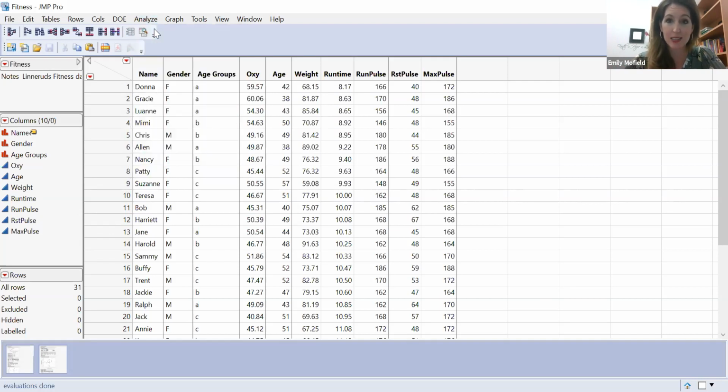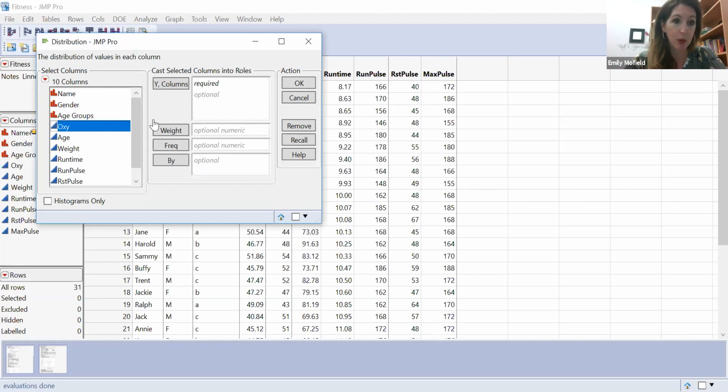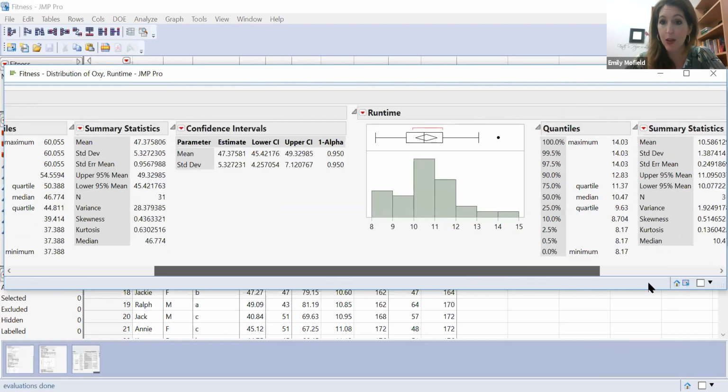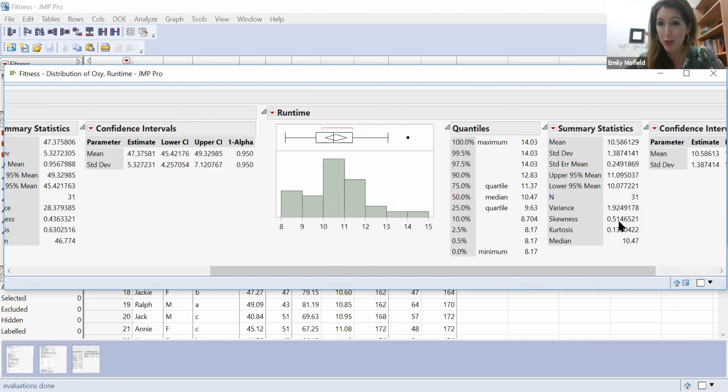So analyze distribution. I'm going to look at both oxygen and runtime. I put those in, and I'm looking at skewness and kurtosis. Skewness is between -1 and 1. I am good with my oxygen levels. And what about my runtime? Is it okay? It sure is. So I don't even need to look at kurtosis.